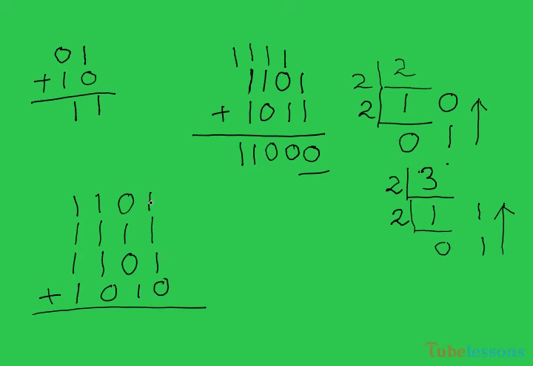So 1 plus 1 plus 1 equal to 3. 3 means 11. So here will be 1 and 1 will be carried forward. Again 1 plus 1 plus 1 equal to 3. 3 means 11. So again here will be 1 and 1 will be carried forward. Again 1 plus 1 plus 1 plus 1, so 4. Let's check what 4 equals to in binary.